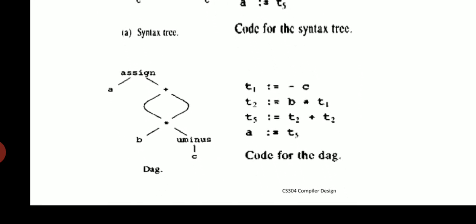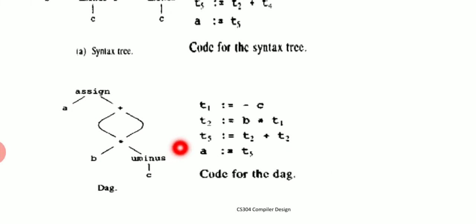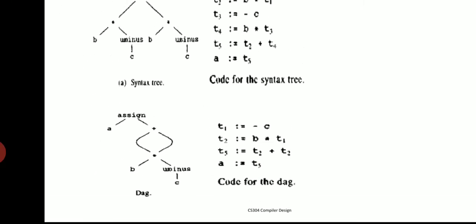Similarly, for the DAG we can create the 3 address code. Here also initially we have to create T1 equal to minus C, then T2 is equal to B star T1, then T5 is equal to T2 plus T3. That means T2, the result is here. So what is the next thing you have to perform? A plus operation. The same B star minus C has to be summed up, T2 plus T2. It can be stored in another temporary, sequentially numbered as T3. It's not a problem. A is equal to T3. So that is the 3 address code corresponding to the DAG.